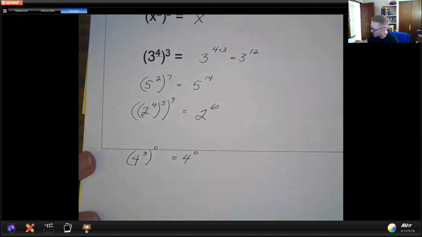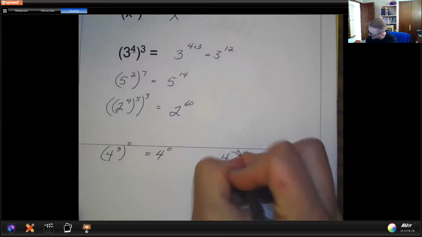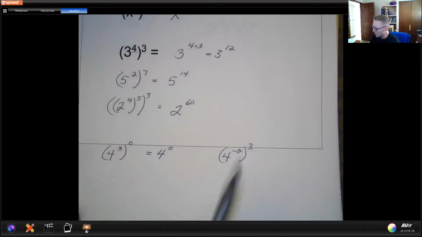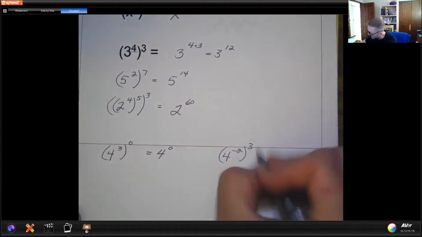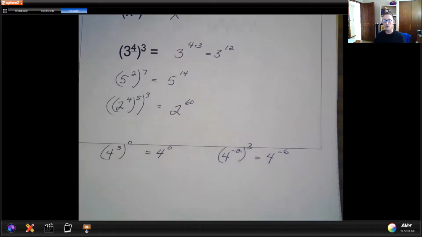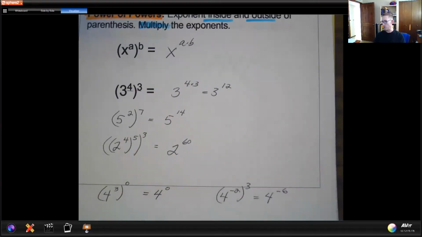And if I have negative exponents, that's also going to come into play. 4 to the negative 2nd raised to the 3rd. Multiply the exponents. Well, what happens when you multiply a negative 2 times 3? That becomes 4 to the negative 6th power. So exponents inside and outside, you simply multiply those exponents with each other.